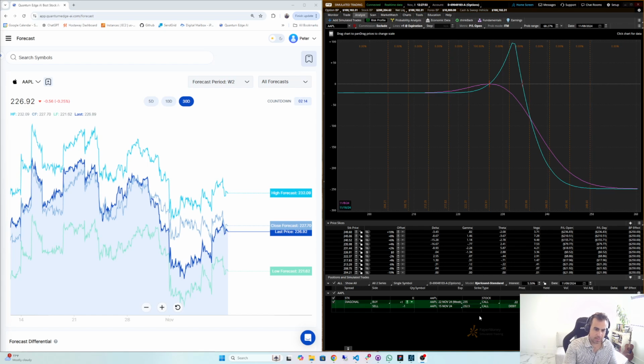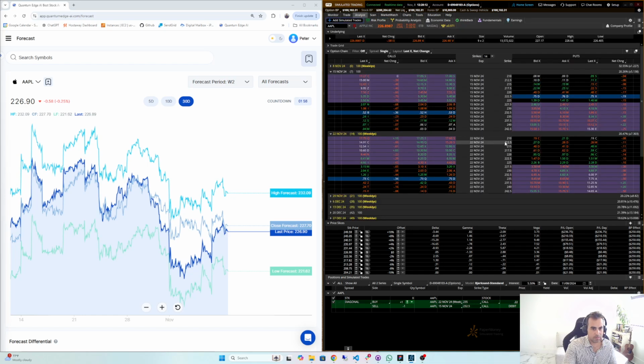So what is the diagonal? The diagonal is, in this case for the call side, the long call further out in duration, the back week, and the short call closer in duration. So we'll construct this in the option chain.